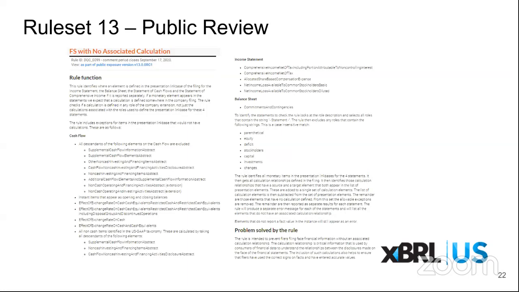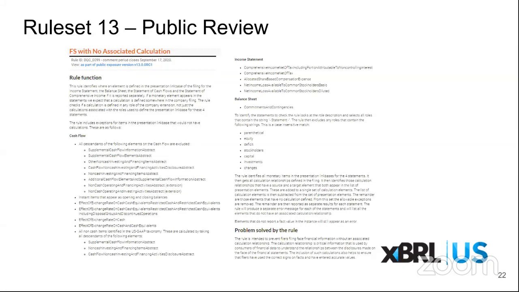So the next rule we have here is financial statements with no associated calculation. This rule is pretty all-encompassing, and it's detecting lots of issues in filings. What it's detecting is where there's a calculation relationship missing, either on the balance sheet, on the income statement, or on the cash flow statement.